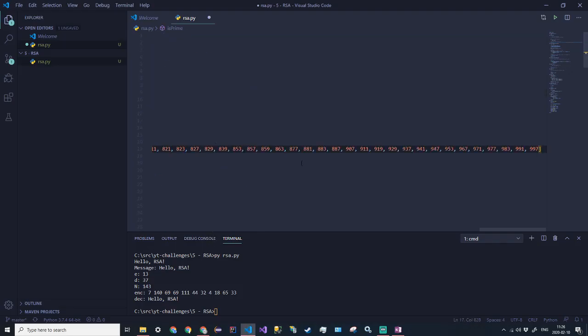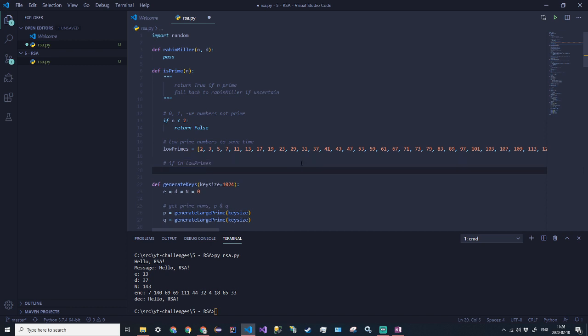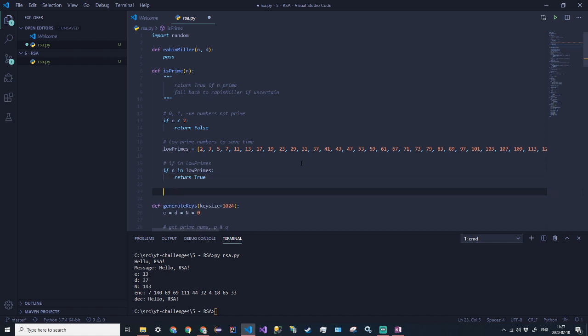All right. Low primes is equal to that. We're going to want to see if n is in low primes. So, if n in low primes, return true. So this is the one step where we can prove if it's prime, but that's not really a proof.